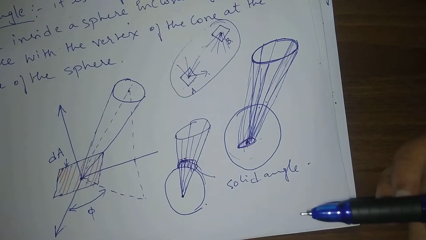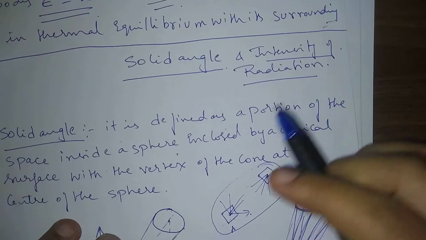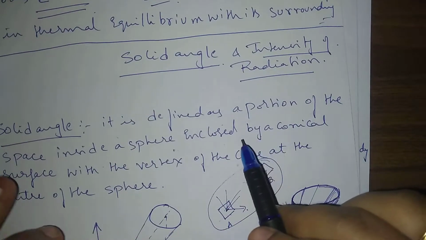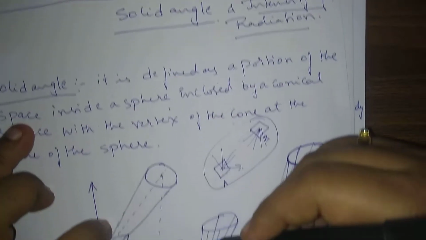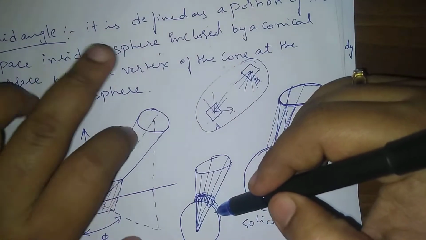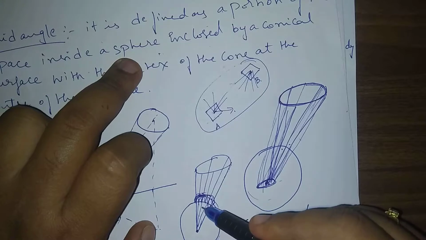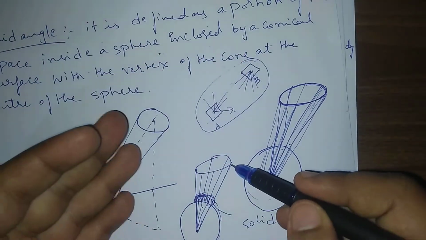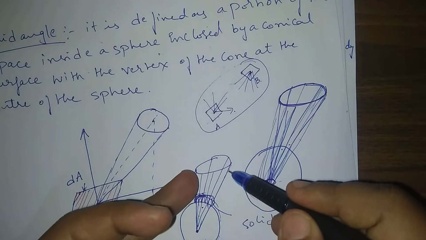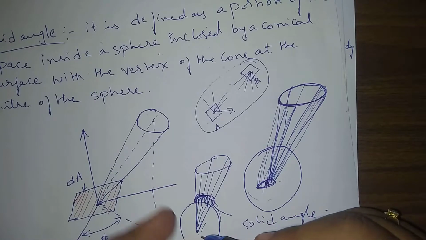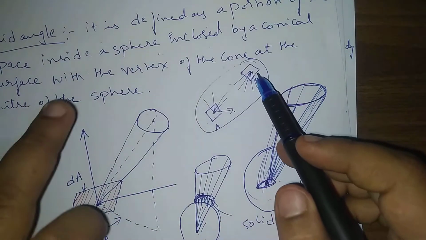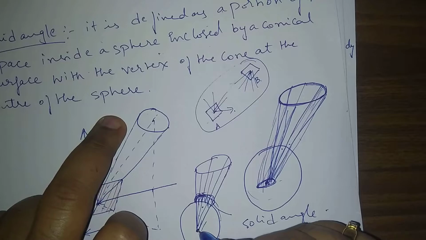I hope you have got the concept. Now again we will read it. See, it is defined as a portion of the space inside a sphere, enclosed by a conical surface with the vertex of the cone at the center of the sphere.